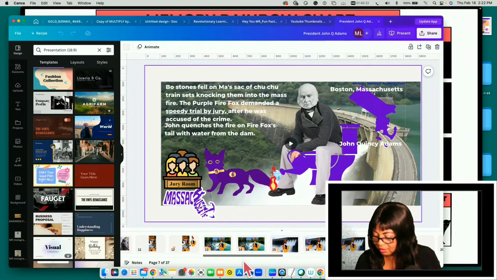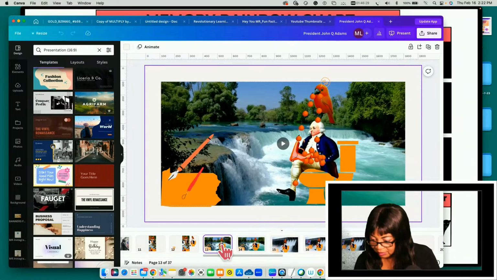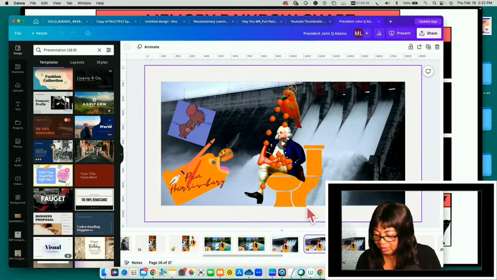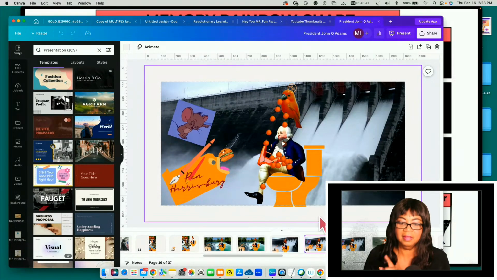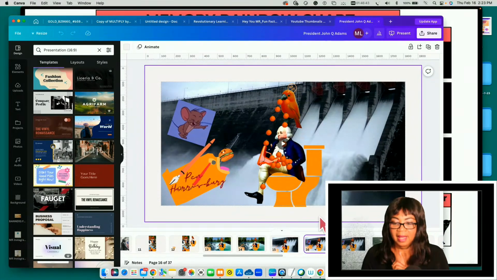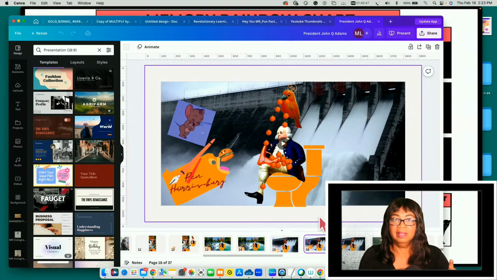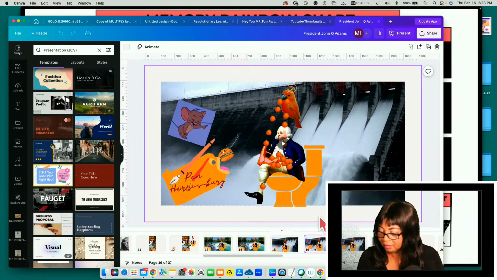Let me see. Oh, wait. I think I have. Do I have it here? I don't know if this is the final one. It's not the final. It's one. Okay, here's one of them, which is John Adams, the second president, right? We saw his grandson, John Quincy Adams. Here you have John Adams.